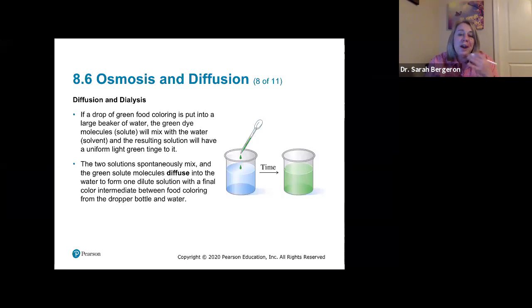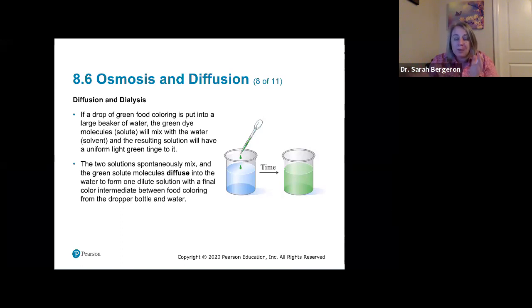So no matter what happens, you don't have to stir it, nothing. Just through diffusion, those particles of the solute that are green are eventually going to disperse. They're eventually going to reach an equilibrium in that solution. And so what you started out with was like 1 or 2 drops of this really, really dark green, and you put it into a big beaker of water.